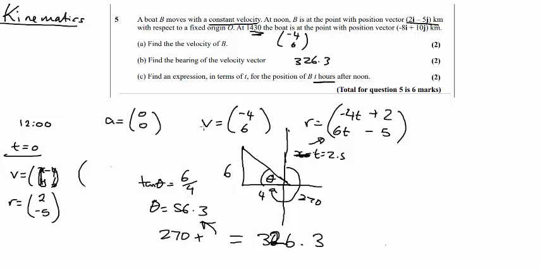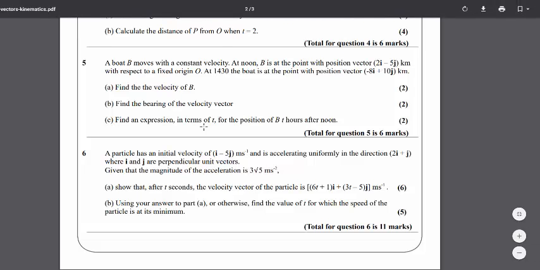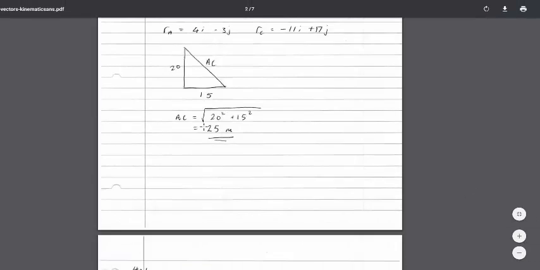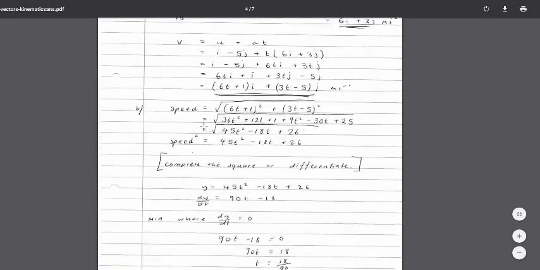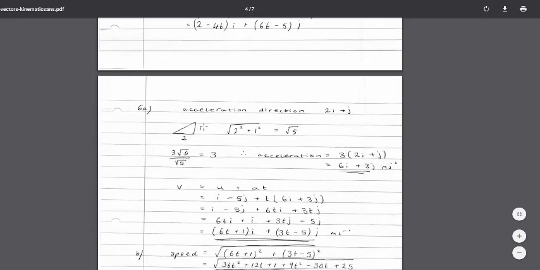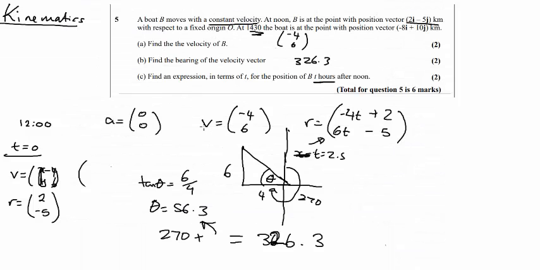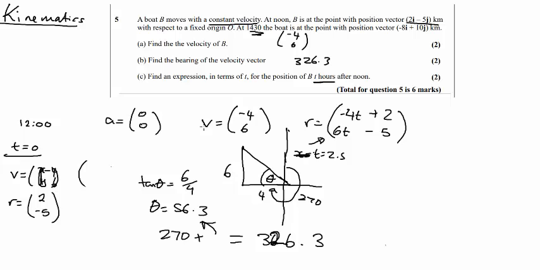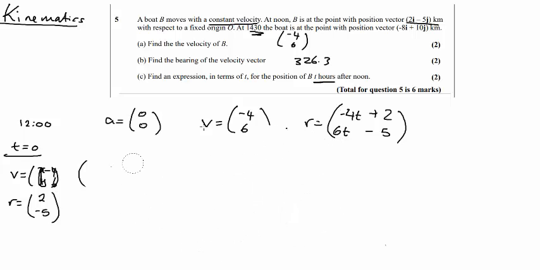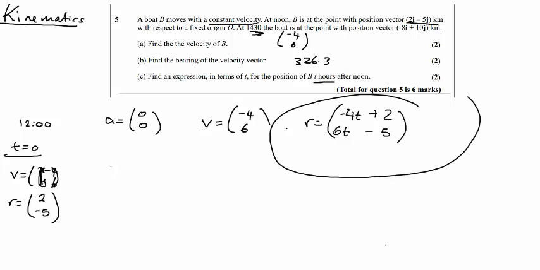Let me just double check I haven't made some silly error on that. Which is it? Number 5? Which one am I looking at? Am I looking at my number 4? Yeah, 326. There you go. That's correct. Okay, let's have a look at this one. An expression in terms of t for the position vector after t hours. Here you go. There's your number C done.